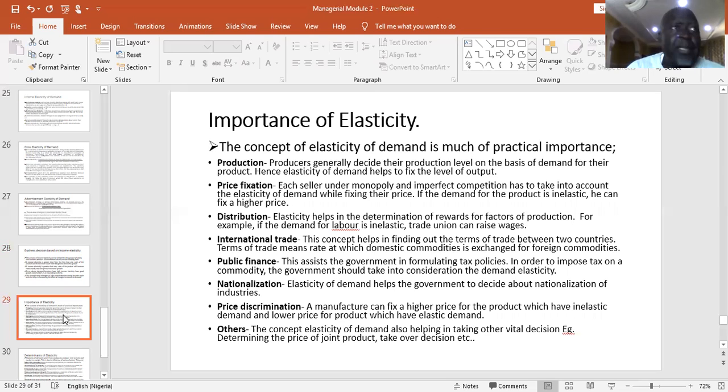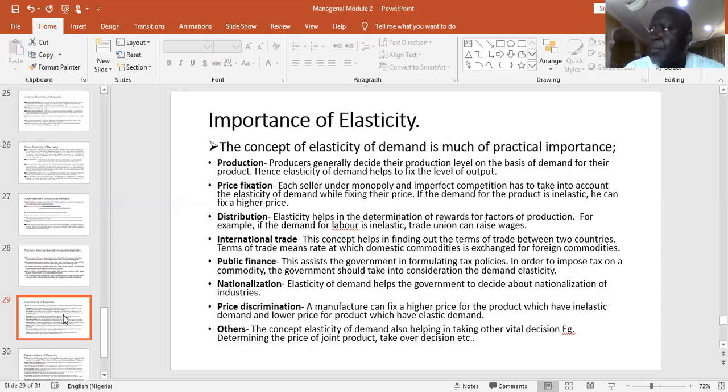Price fixation. Each seller under monopoly and imperfect competition has to take into account the elasticity of demand while fixing their price. If the demand for the product is inelastic, he can fix a higher price, no problem. But if the demand for the product is elastic, then he cannot increase price. He probably has to increase quantity just to be able to get more revenue, assuming that for every quantity produced and sold, profit can be made.